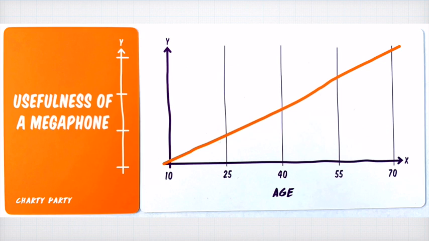Here's another one. It's usefulness of a megaphone on the y-axis and age on the x-axis. And you notice that it has a positive linear slope. So as you get older, the usefulness of a megaphone increases. The way that we can say this in function notation is that the usefulness of a megaphone is a function of our age. In other words, as our age increases or decreases, the usefulness of that megaphone to be able to hear will either increase or decrease.